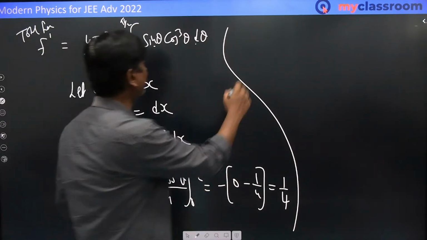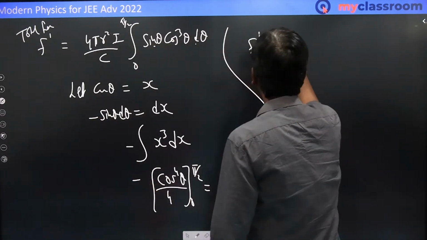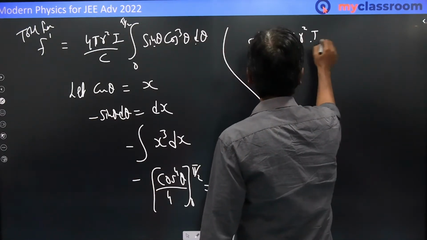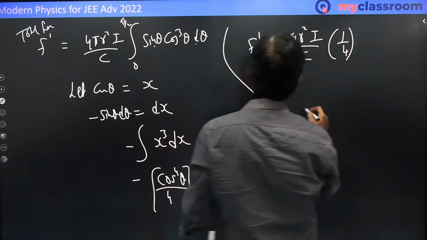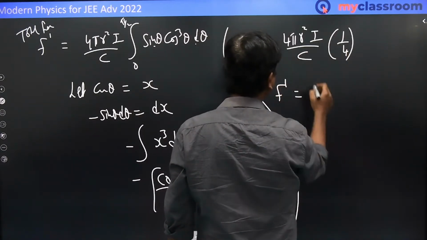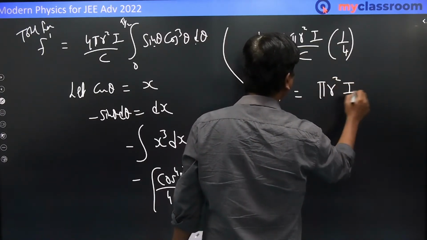So finally your force will be nothing but 4 pi r square I by c into all this integration, which will give you 1 by 4. So your force will become simply pi r square I by c.